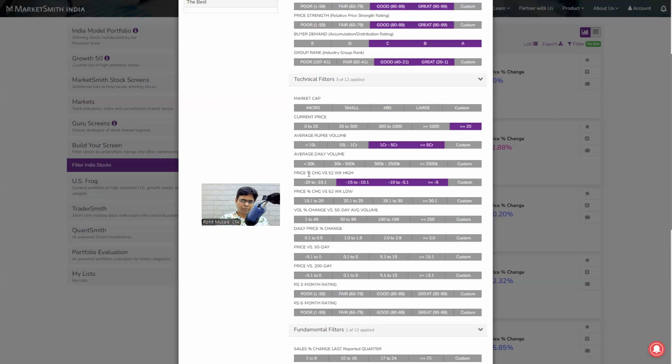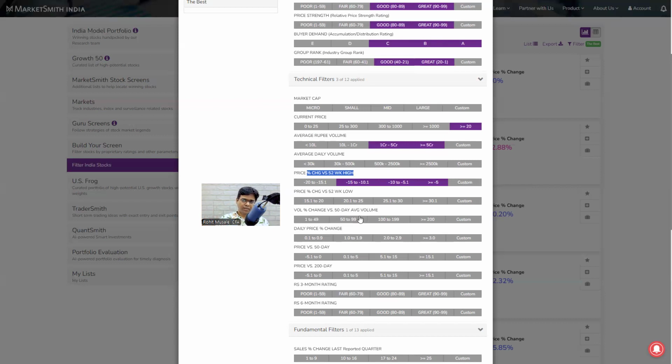And then the price should be near the 52-week high. If it is below the 52-week high, it should not be more than 15% below the 52-week high. So the basic theory or philosophy here is when the price is near its 52-week high, there is no overhead supply. Okay. So all of the supply has already been absorbed. Now there are only buyers in the market.